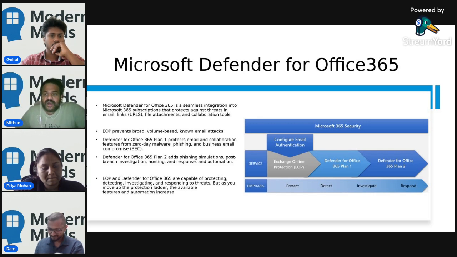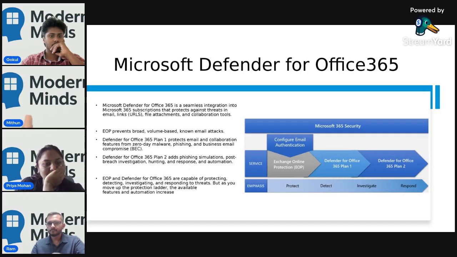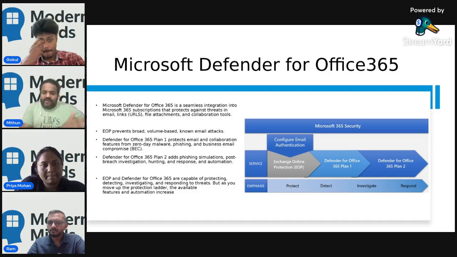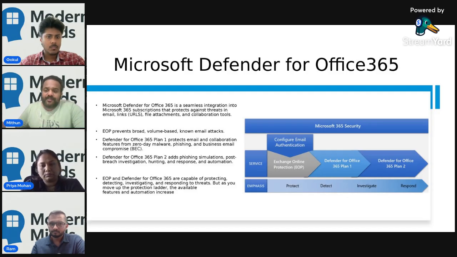And in MDO, we have two forms of licenses. One is MDO P1 as well as MDO P2, which is nothing but MDO Plan 1 as well as MDO Plan 2. As we move up the ladder, as we move from left to right, as you can see on the screen, the protection level increases. If you look at EOP, it has basic protection, but if you move to MDO Plan 1, it has EOP basic protection plus safe attachment and safe link protection. And then if you move again to MDO P2, it has high level investigation and response capabilities.